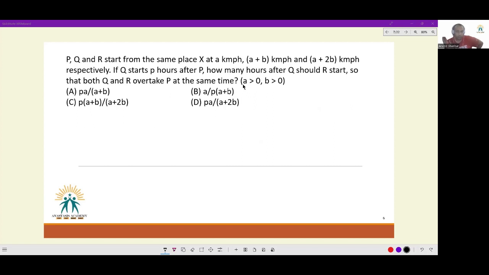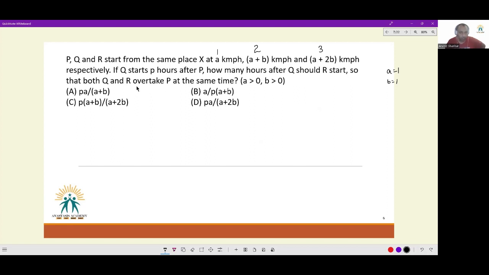are in variable terms. This should be a trigger. We can assume any values, and still our answer will be achieved. So what I am doing is, I am saying let P have a speed of 1, A is 1, B is also 1, so Q has a speed of 2. I have taken A equal to 1 and B equal to 1, and R has a speed of 3. P has a speed of 1, Q has a speed of 2, and R has a speed of 3.